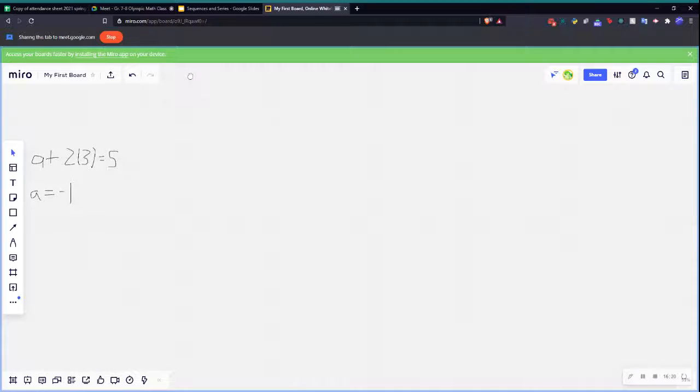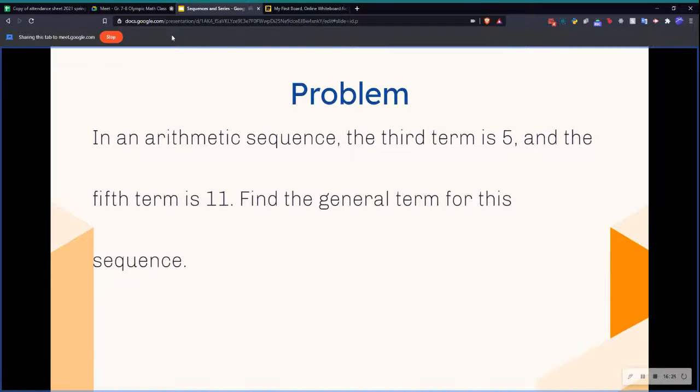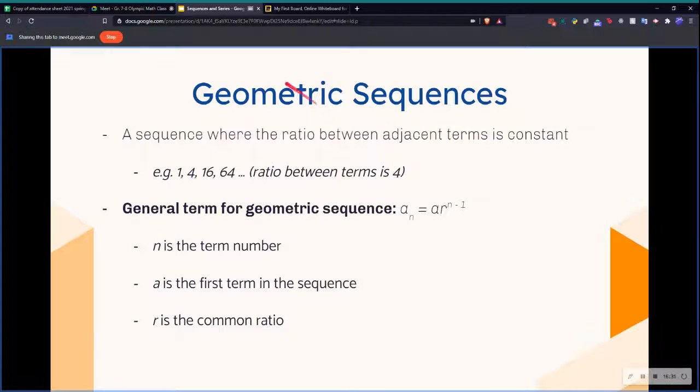Okay. If there are no questions, let's go back to the slideshow. So those are arithmetic sequences. Now let's look at geometric sequences. Different type of sequence. What are these?